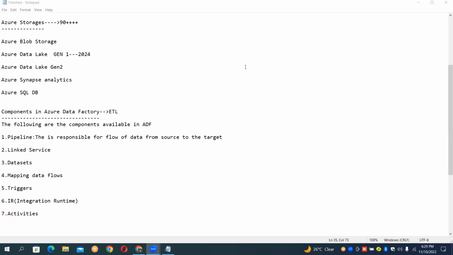Am I right or not? So can we say that the pipeline is responsible for flow of water from the overhead tank to your tap? Am I right or not, everyone? This statement is true or not? Yes, sir. So now, can you see here? The pipeline is responsible for flow of water from the overhead tank to your wash area or to your tap. So this statement is true.